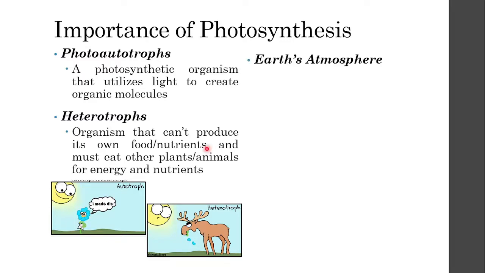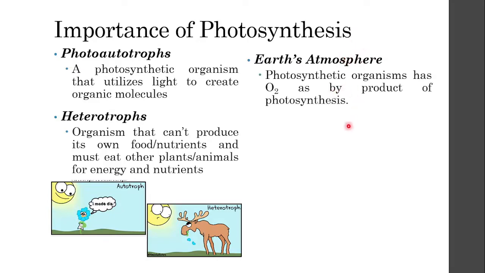Another importance of photosynthesis is the influence on Earth's atmosphere. If you remember our discussion at the beginning of the Earth, when the Earth started, the atmospheric composition was very different from what we have now. What attributed to this change is the evolution of various photosynthetic organisms such as the cyanobacteria.